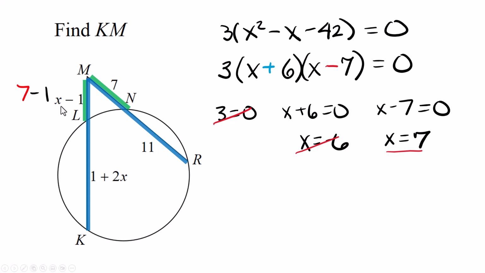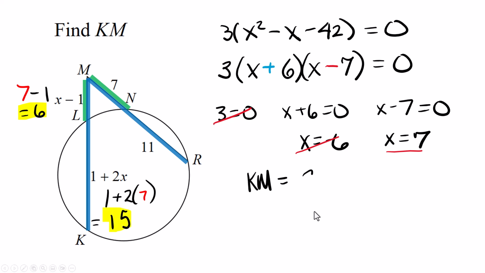So I'm going to substitute the 7 in here. So 7 minus 1 is 6. And then if I put the 7 in here, I'm going to get 15. The whole length, remember this is the inside part, this 1 plus 2x, the 15 is the inside piece. 15 plus 6 is our answer. So it is KM equals 21.